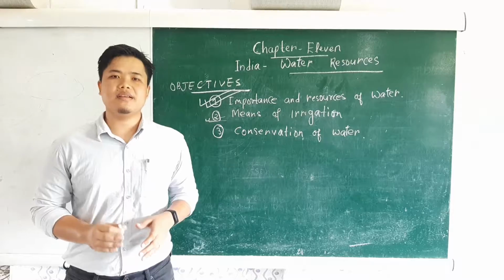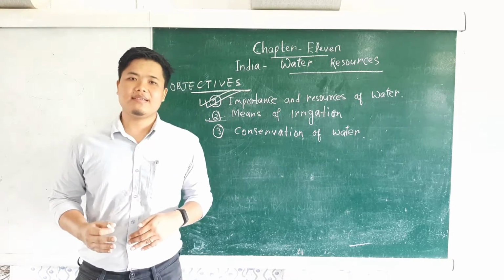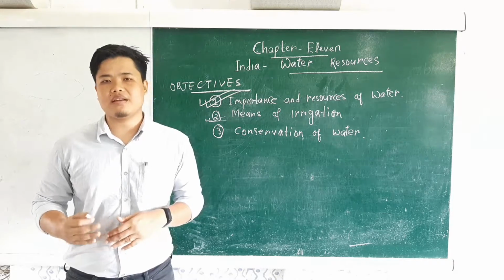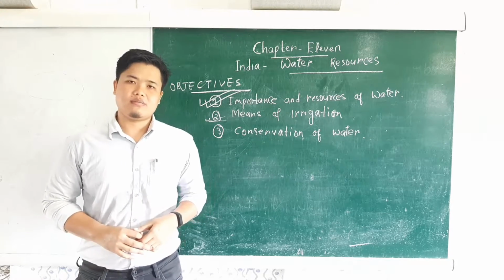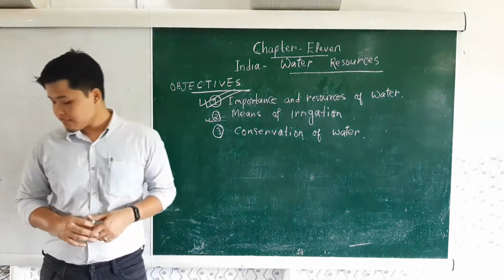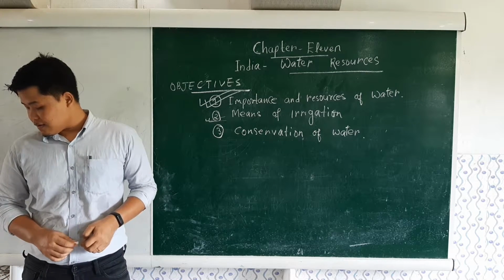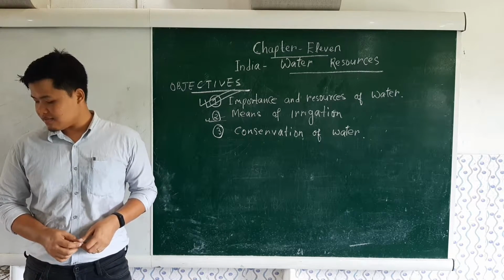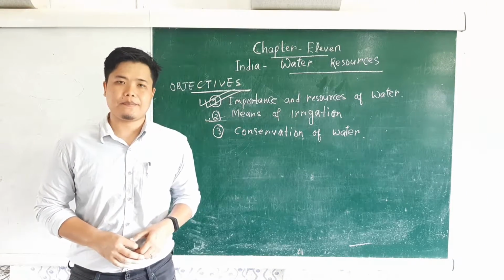The farmer needs proper planning to irrigate their agricultural fields. Canals, dams, wells, tanks are all built for the purpose of irrigation in India.